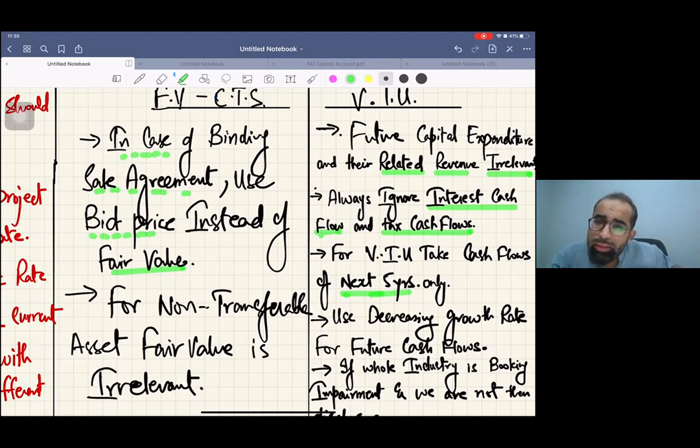So if you say that I will calculate the future 20 years cash flow, it's next to impossible, or it becomes a highly uncertain thing. That's why the standard has said that you have to take next 5 years cash flows. But yes, there is an exemption for this rule.